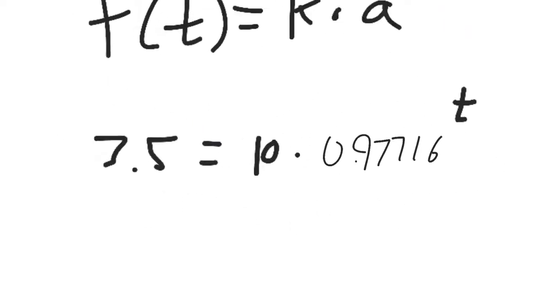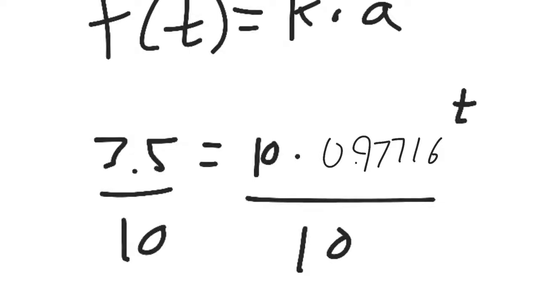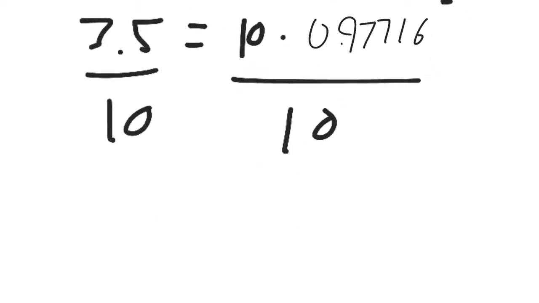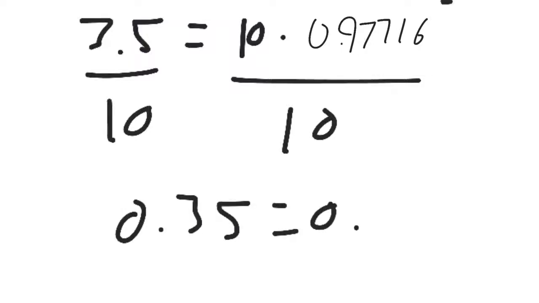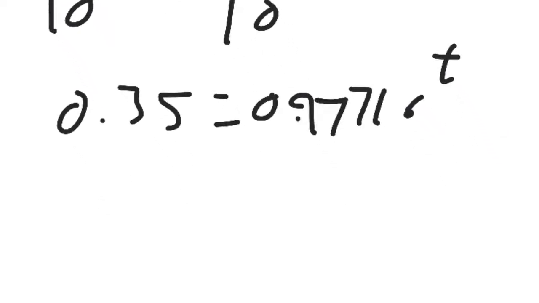So to get t by itself, it's in the exponent position. We need a log. So we'll get rid of the 10 first, because that's a sitting duck there. 10 times something, we can undo that easy by dividing both sides by 10. And 3.5 divided by 10 gives us 0.35 equals 0.97716^t.